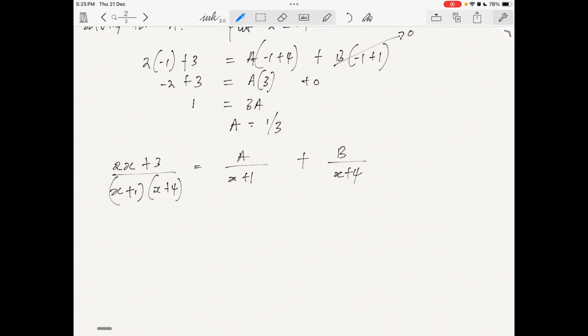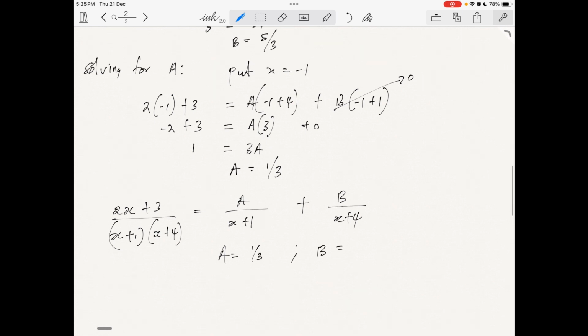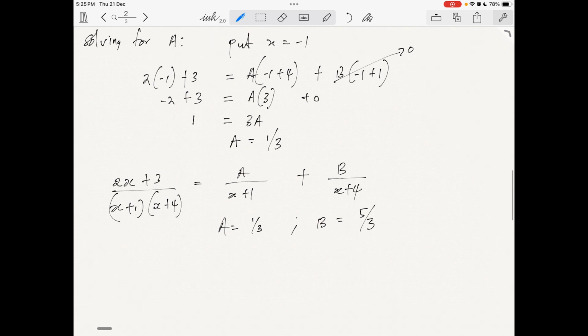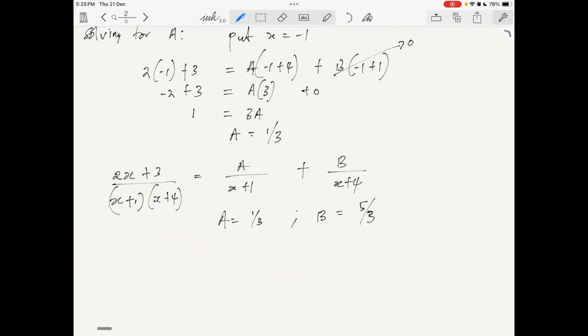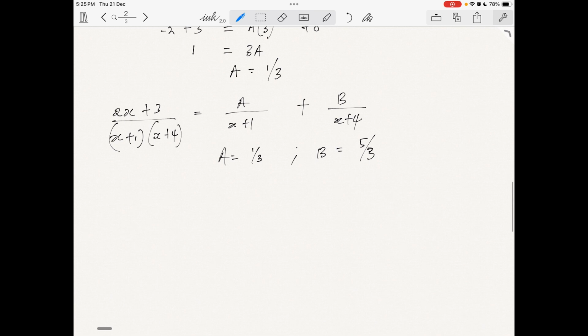Now all we have to do is substitute the value of A and the value of B, and A is equal to 1 over 3 and B is equal to 5 over 3. So having A to be 1 over 3 and B to be 5 over 3, we substitute. So we have that it is (1/3) divided by (x + 1) plus (5/3) divided by (x + 4).